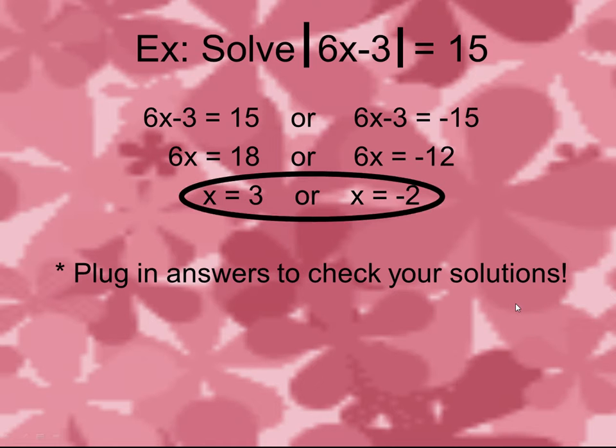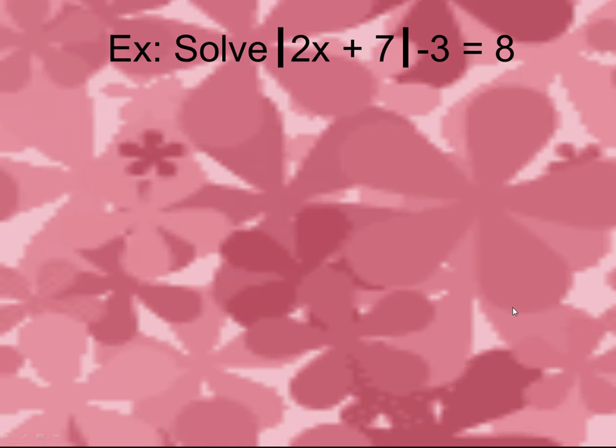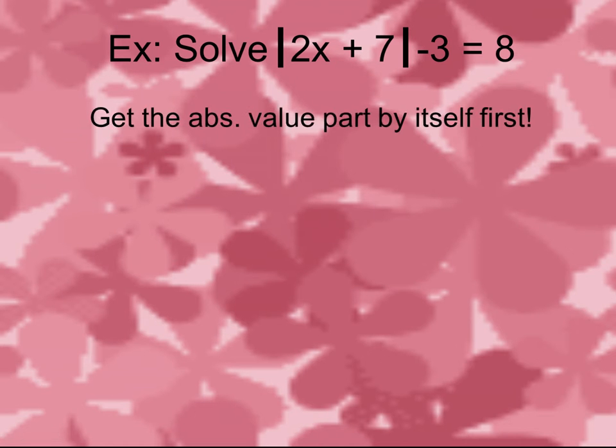Okay, let's try another one. Now, what do I have to do here? What do I have to do first? What do you think? Yes, sir. Why don't you add 3? Good. Okay, the first thing I've got to do is add 3 to the other side. Very good. Got to do that. If I add 3 to the other side, then I'm going to get the absolute value by itself. That's always, remember, our first goal.